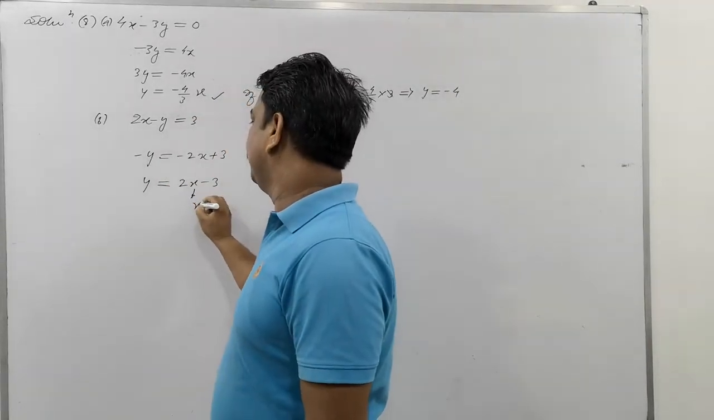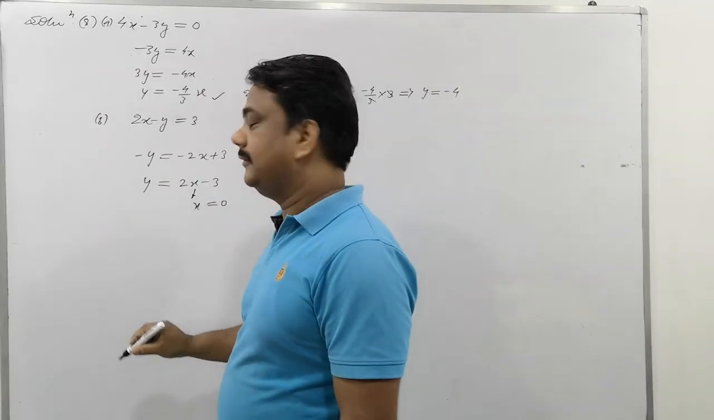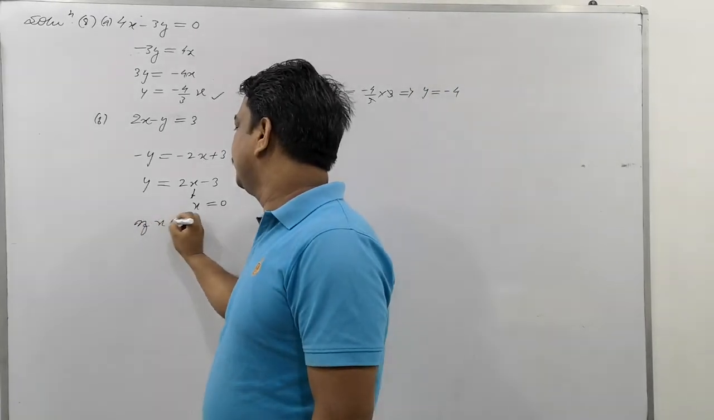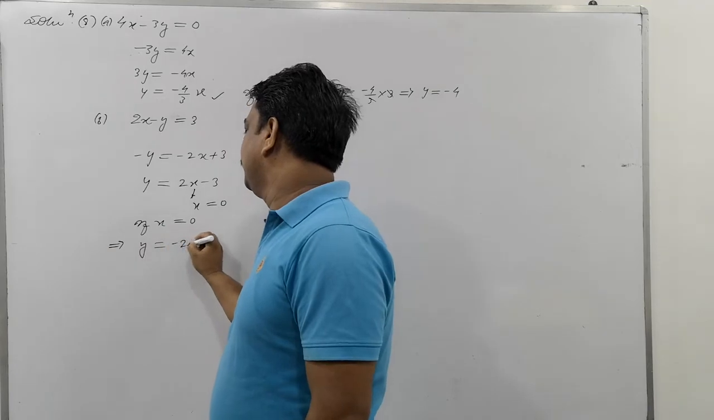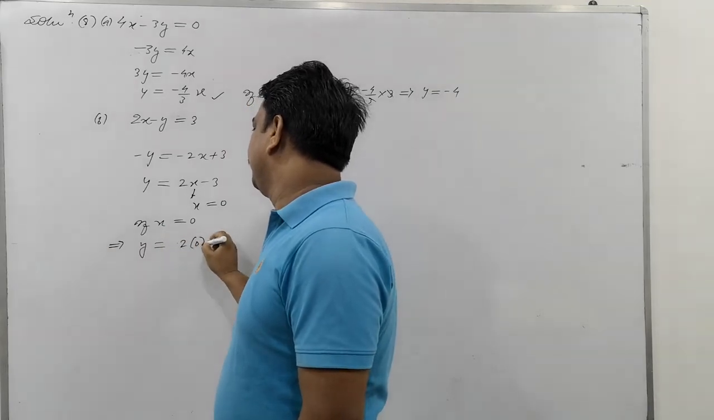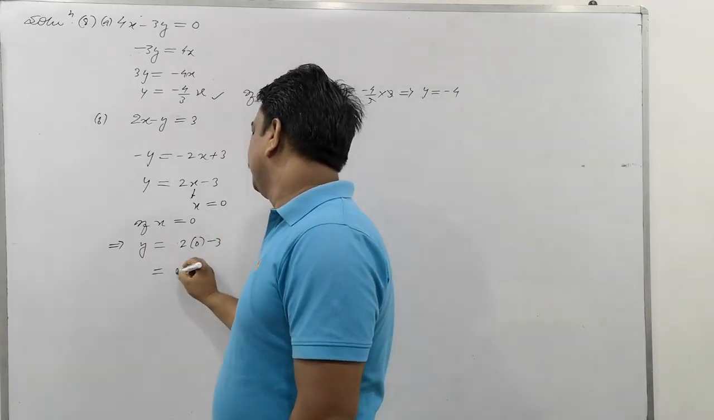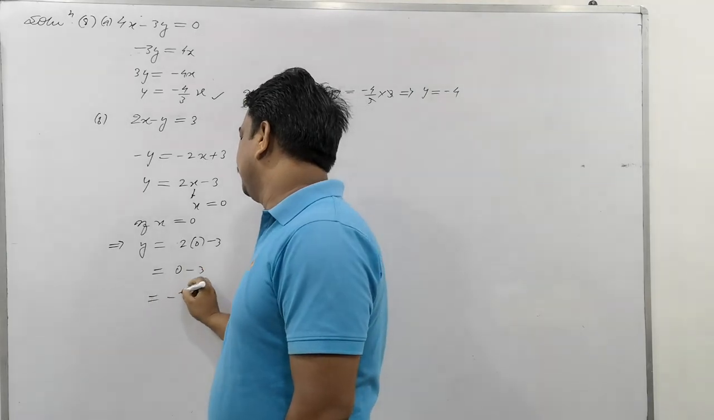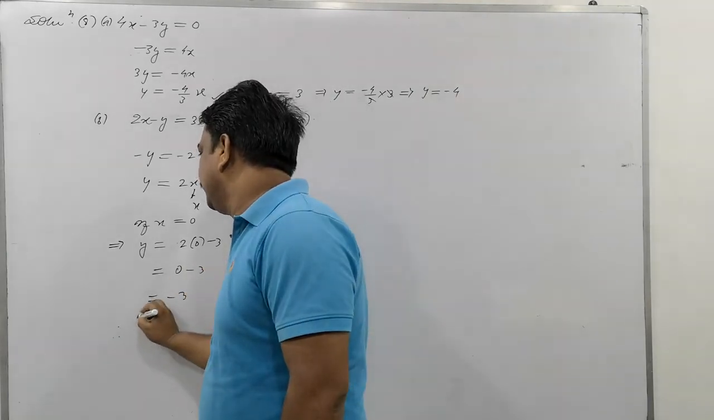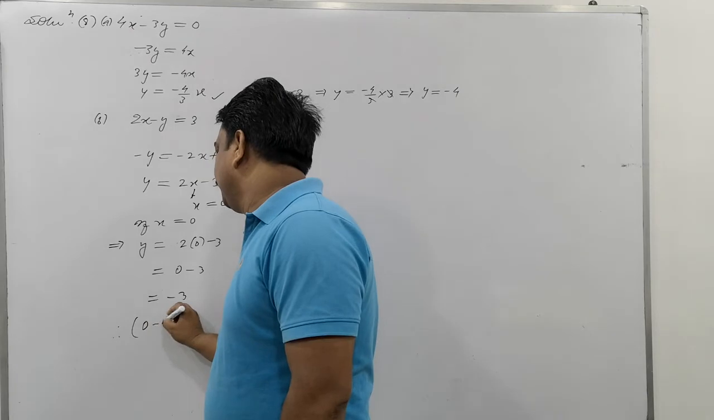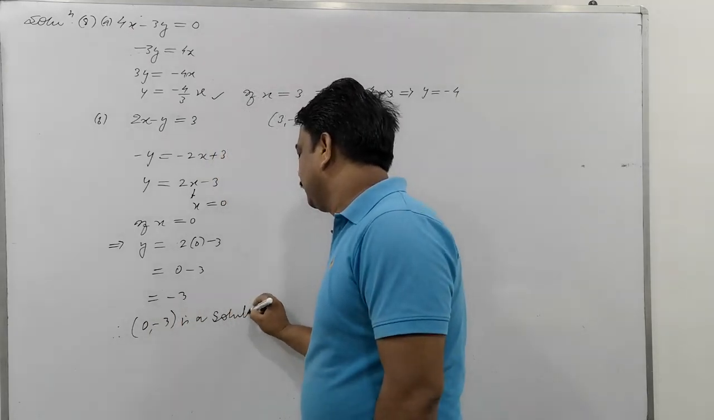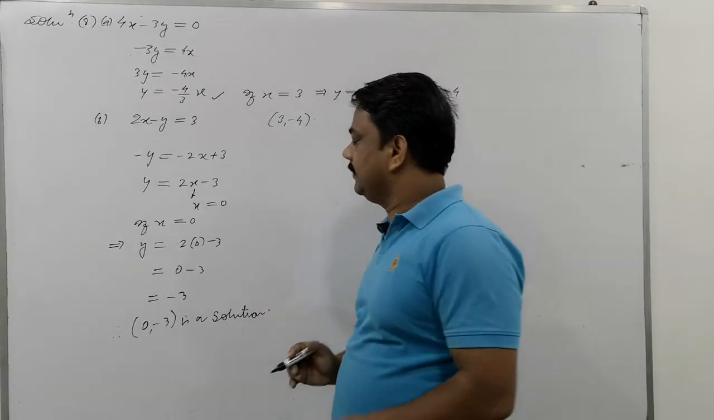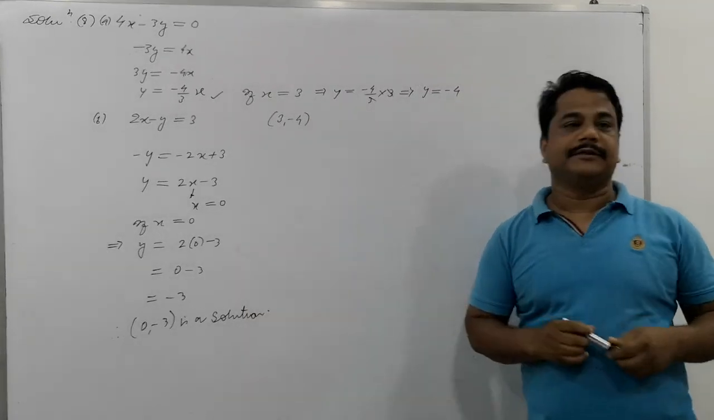In place of x, you will put 0. So if x is equal to 0, then y is 2 of 0 minus 3, which is minus 3. So what is the solution? 0 and minus 3 is a solution. Clear? One solution can be found.